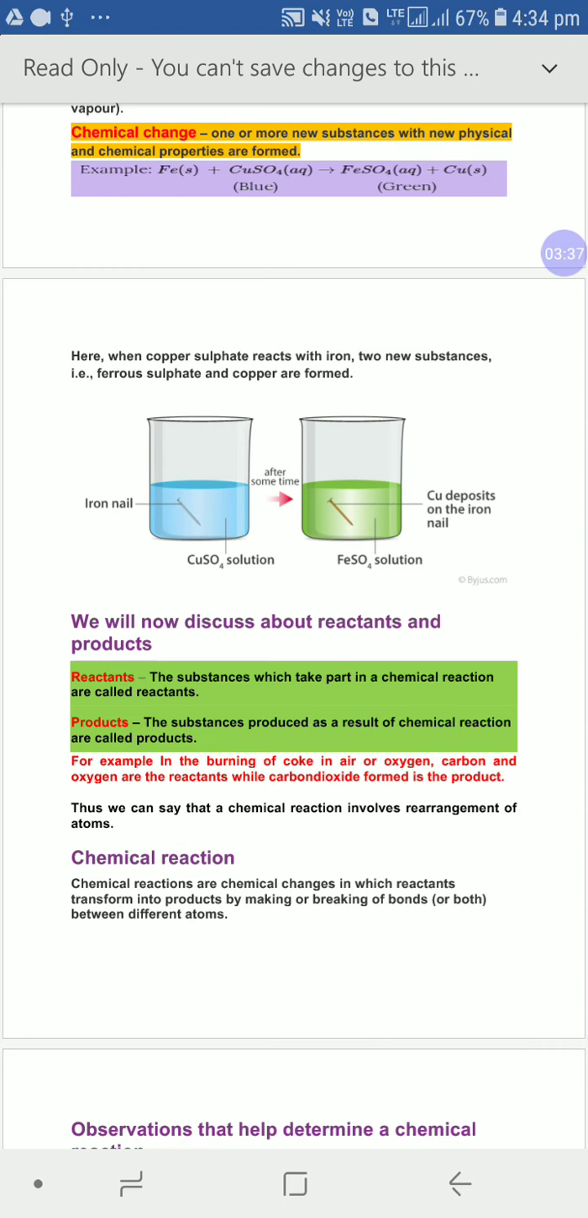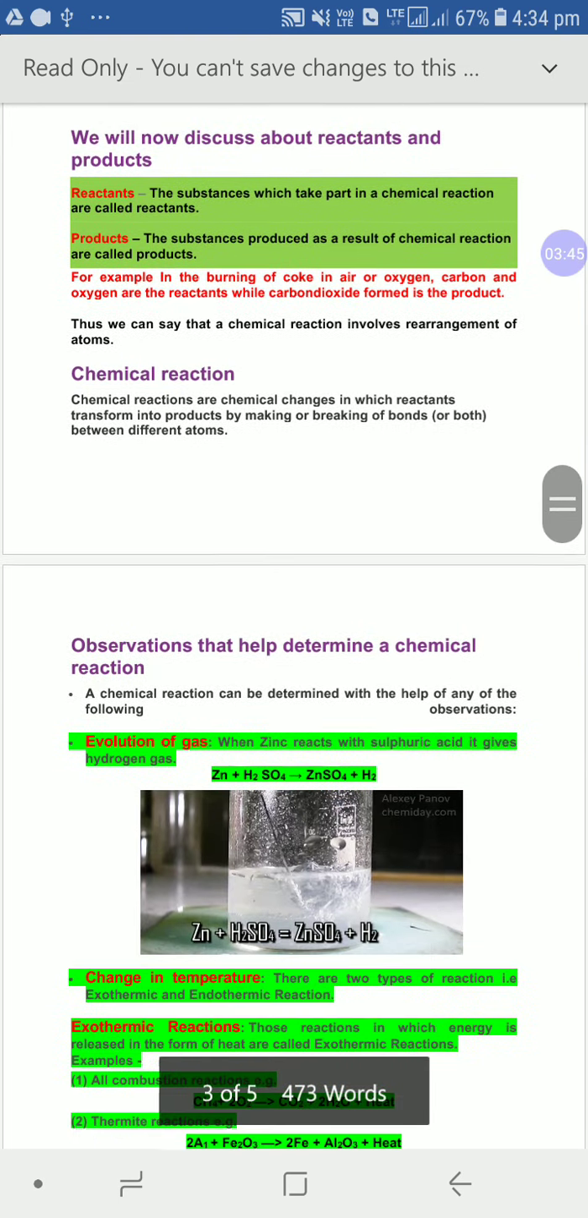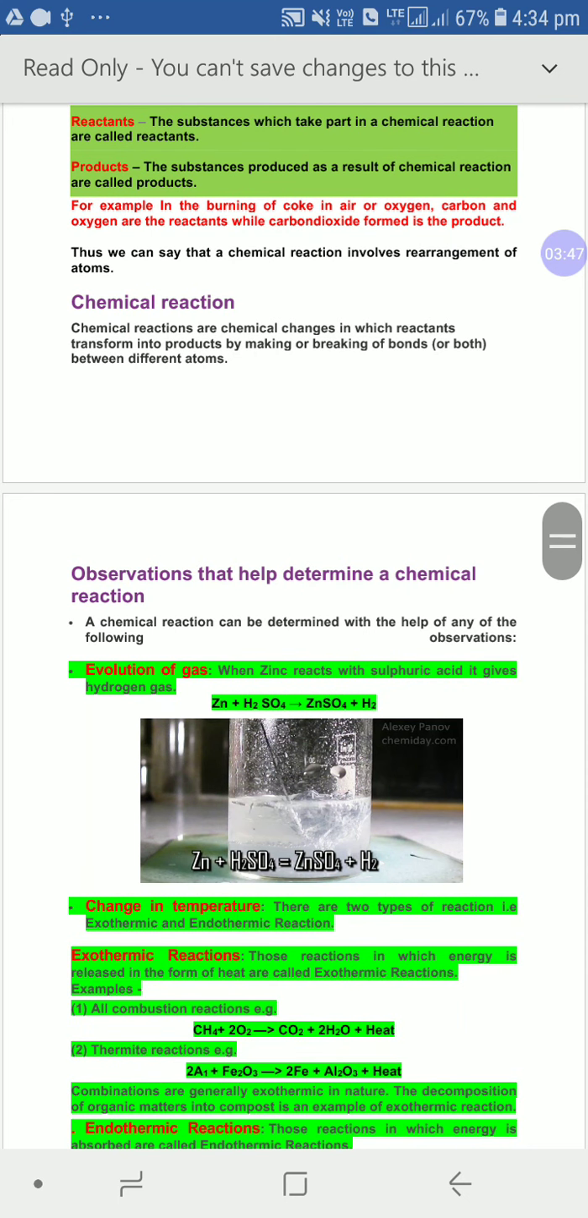So for a chemical reaction, some chemical change must take place. Clear? Then only we can say a chemical reaction has taken place. For example, this is a beaker. In this beaker, zinc is put in sulfuric acid. When zinc reacts with sulfuric acid, the formula for sulfuric acid being H2SO4, two new things are produced, ZnSO4 along with the evolution of hydrogen gas.